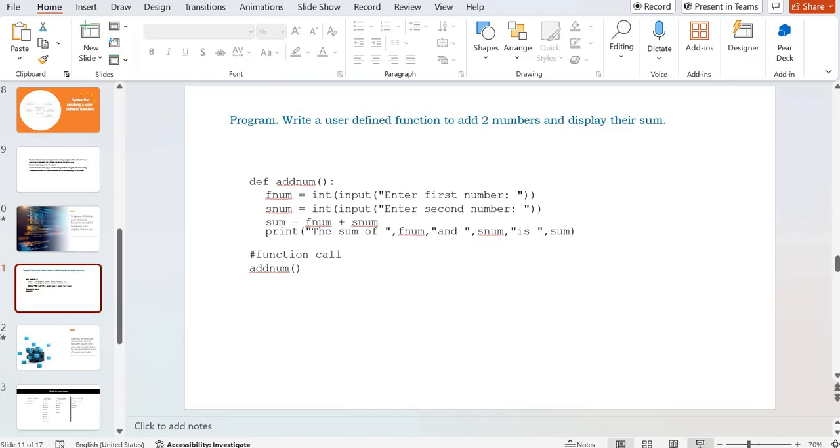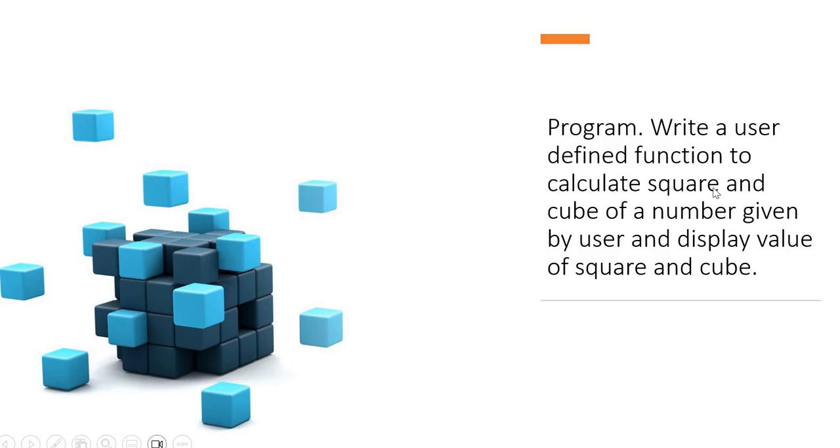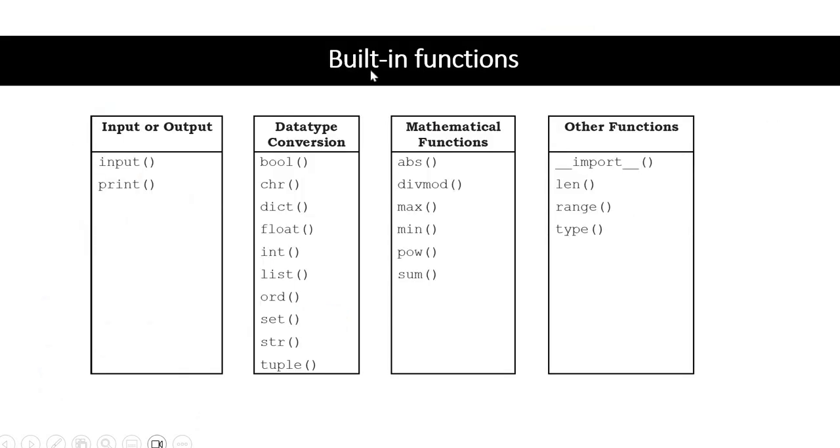Now let me come to: write a user defined function to calculate square and cube of a number given by user and display the value of square and cube. You can do this yourself, but for the time being I am just going to discuss built-in functions. What are built-in functions? These are functions whose implementation is already defined in your Python interpreter, and you can directly use them, like input or output functions.